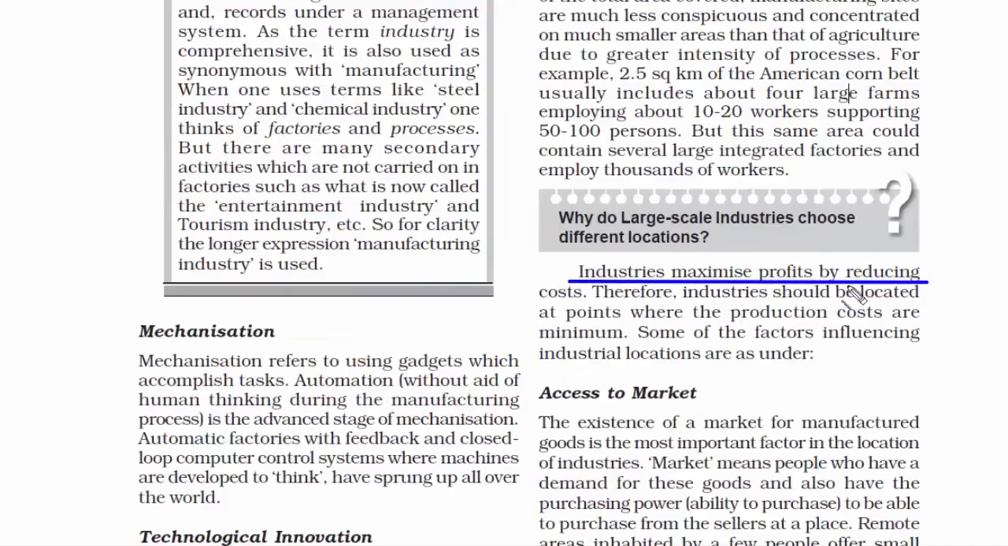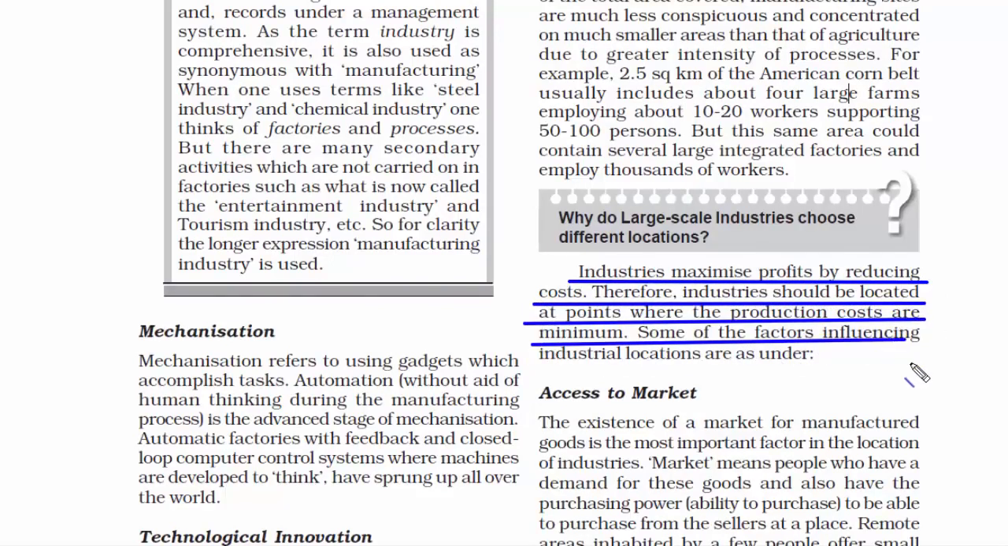Now, if an industry has to make profit, always remember it has to reduce cost. For that, it has to be nearer to the resources. By resources, I mean natural resources, labor, power, transportation, etc. All of this adds up to the production cost. So there are very few places in the world where you will find all of this at one place. That's why geographic distribution is uneven, it is not equal.